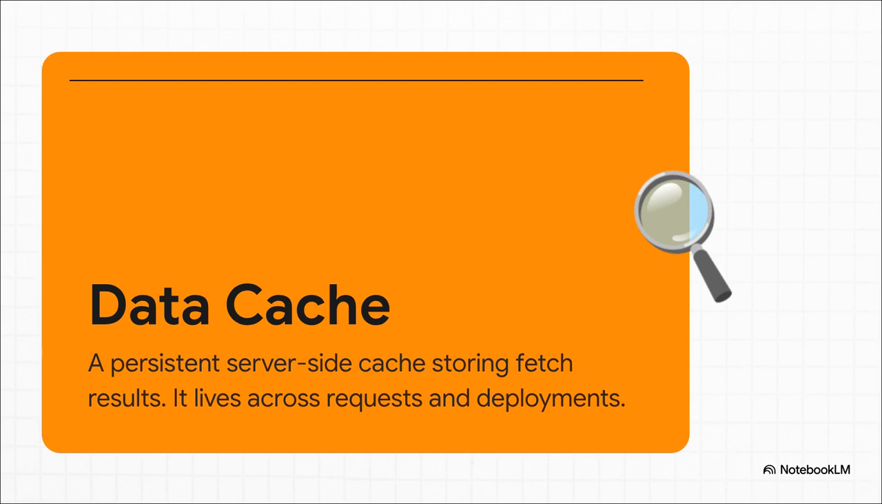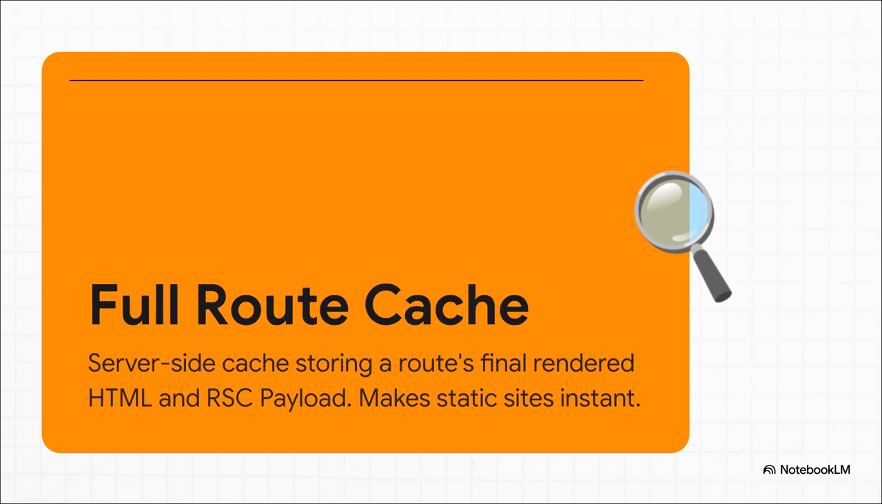It's a persistent cache that lives on the server, and it saves the results of your data fetches. So if you fetch a list of products, the next person who visits the site gets that data instantly from the cache without ever bothering your database. Huge performance win.